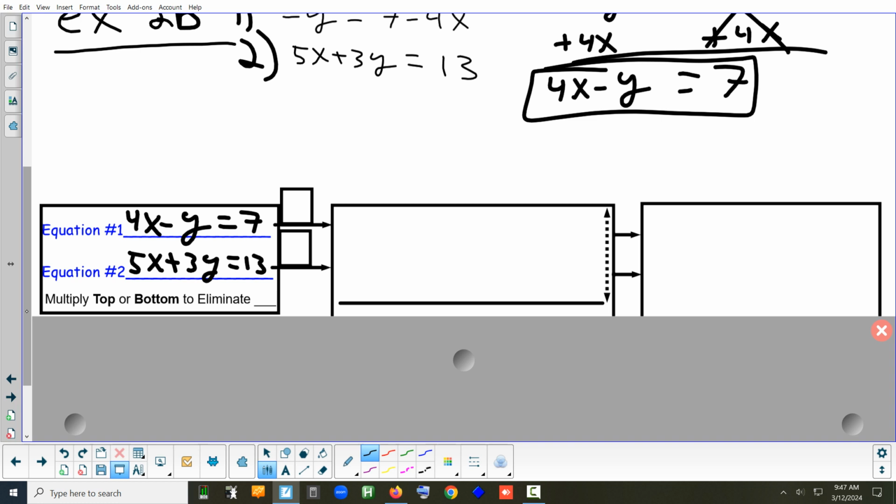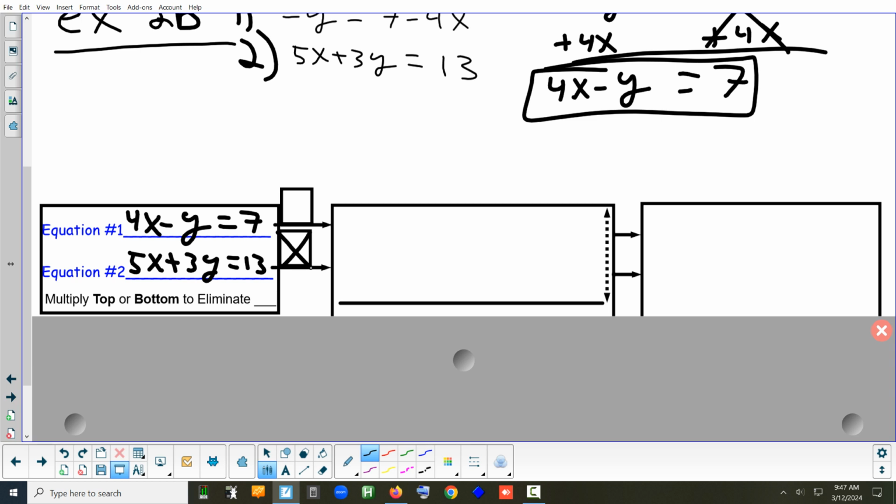Do we have a single letter in both equations? What do you think, Meg? No. So then it's not situation 2. Do you have a single letter in at least one equation? Yes. Then this is situation 3. Which equation has the single letter in it? The top one. So then you're not going to do anything to the bottom. So let's cross the bottom box out.